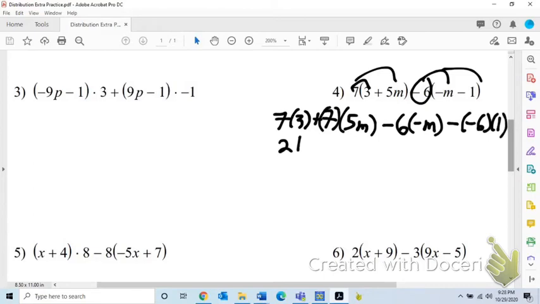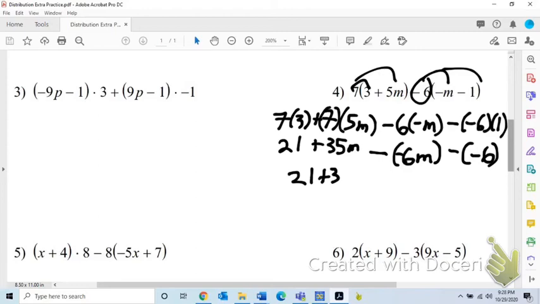7 times 3 is 21. 7 times 5m is 35m. Bring down that negative. 6 times negative m is negative 6m. Bring down that negative. Negative 6 times 1 is negative 6.